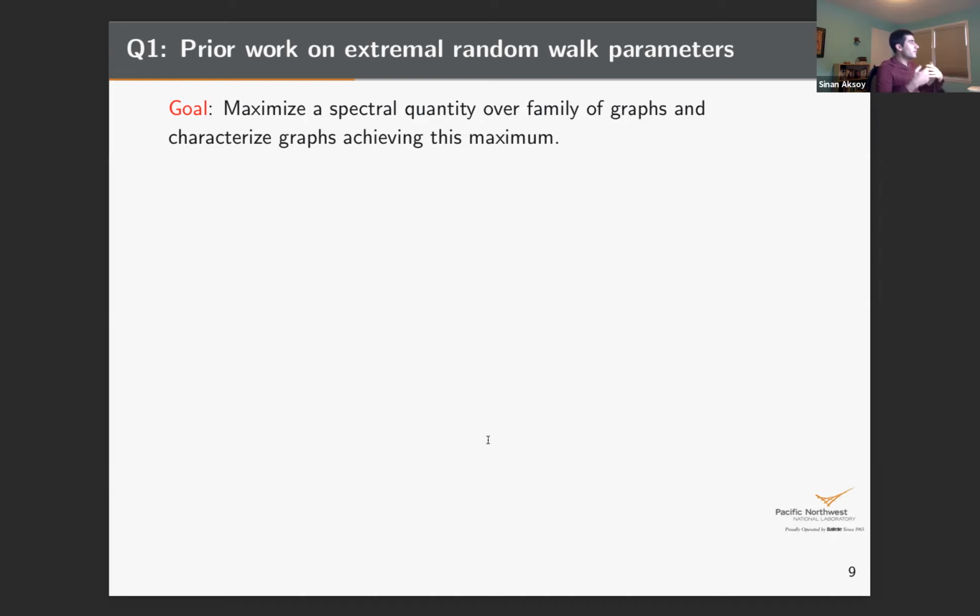And I also think on a very practical level, being able to characterize the graphs that achieve these spectral quantities gives us some insight into what they measure. As we'll see in a second, in the case of these random walk parameters, there are so many different types of very closely related random walk parameters that sometimes it can be helpful to get a sense of how they differ by looking at their extreme values and at the graphs that achieve those values.